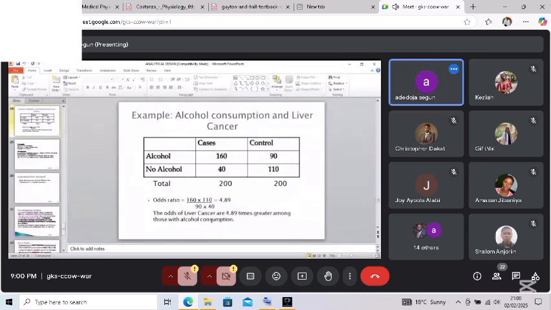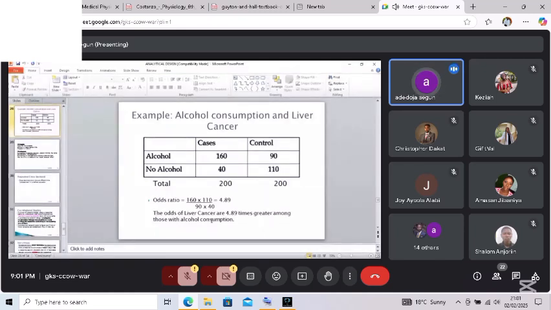Example, as far as the case control is concerned: alcohol consumption and liver cancer. We want to see whether consumption of alcohol will lead to development of liver cancer. So we have 200 study participants. 160 are taking alcohol and have developed liver cancer. That's cases. Then the others are not taking alcohol. For alcohol, we have a section for alcohol, a section for no alcohol, and another section for cases and control.